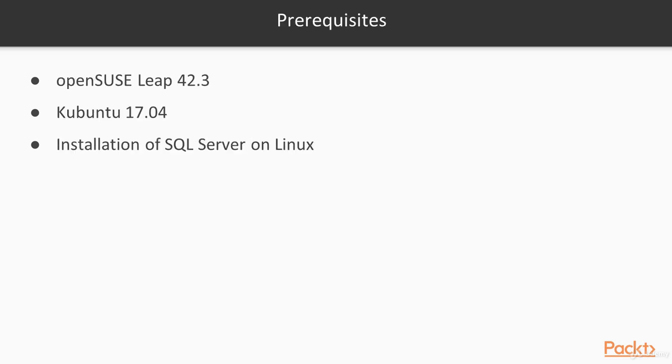This course is a highly practical guide for SQL Server on Linux. We focus on how to get things up and running, whether or not you have any prior SQL or Linux experience. To achieve the full potential and get the maximum benefits from this course, you'll need OpenSUSE Leap 42.3 and Kubuntu 17.04. Last but not least, you'll need to install SQL Server on Linux.